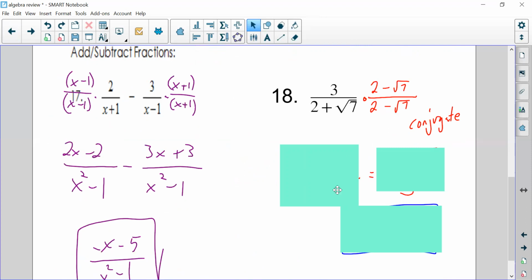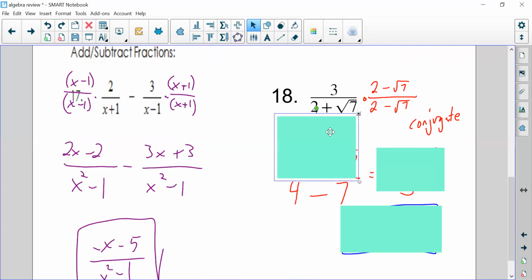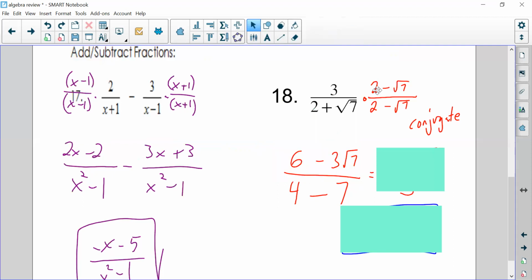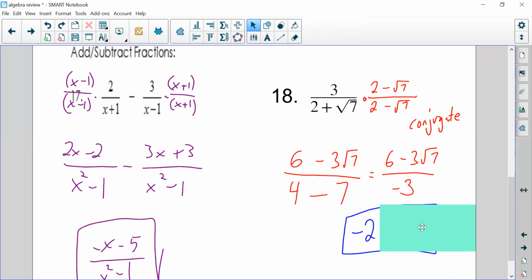So what's going to be in the denominator? The first term squared, so 4, minus the second term squared, which is 7. So 4 minus 7. The numerator, well, that's 3 times 2, 3 times rad 7. And 4 minus 7 is negative 3. All three of these terms have a negative 3 in common. So if you take a negative 3 away from 6, you're left with negative 2. If you take a negative 3 away from the negative 3 rad 7, you're left with positive rad 7. And negative 3 divided by negative 3 is positive 1.